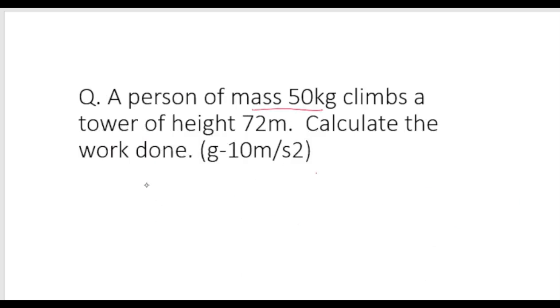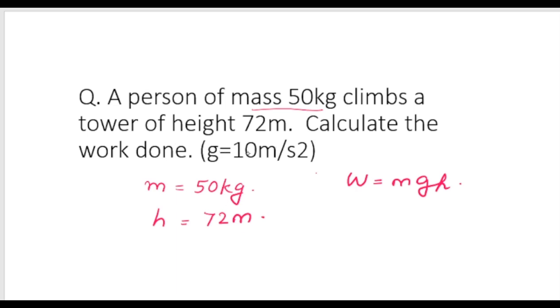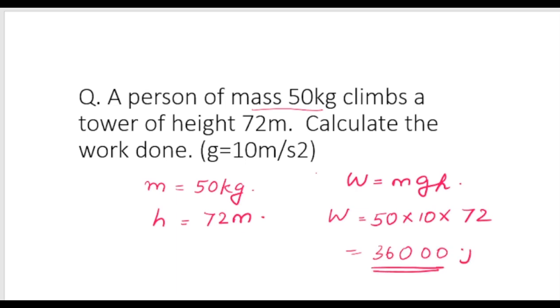A person of mass 50 kg, mass is given as 50 kg, climbs a tower of 72 meter, vertical height is given. So again, for work done, we can say that W is equal to mgh. Here they are asking us to take g as 10 meter per second squared. So we can find W with 50 into 10 into 72. 36,000 joule is the work done.